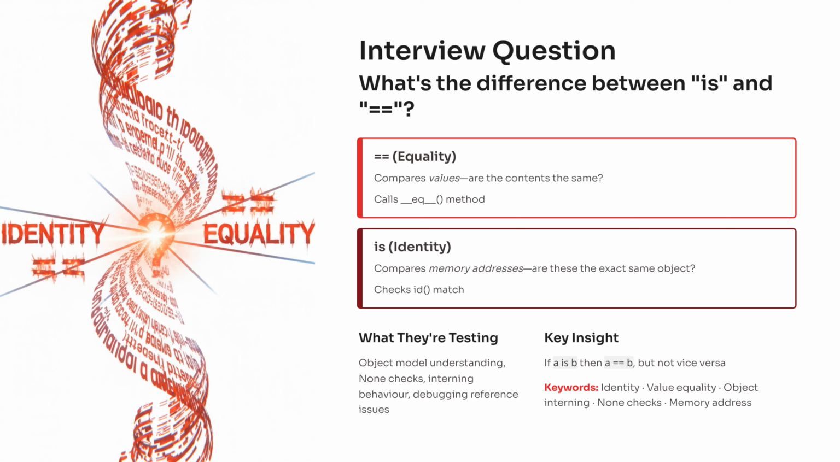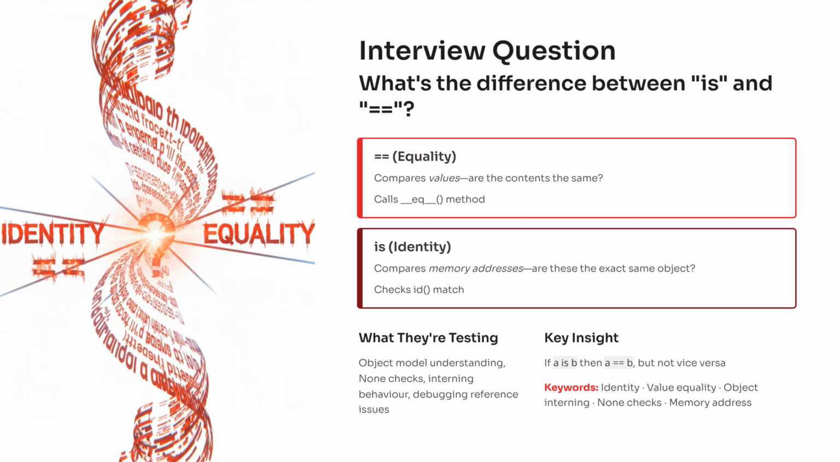When you use double equals, Python checks if the contents of two objects are equal. For example, if two lists or arrays have the same values inside them, it's basically asking, do these two look the same? But when you use the is keyword, Python checks if both variables actually point to the exact same location in memory. So it's not about what's inside, it's about whether they are literally the same object. It's like asking, are you both referring to the same thing?